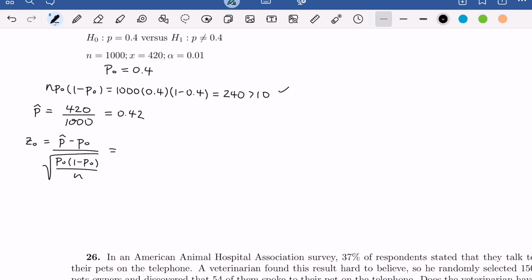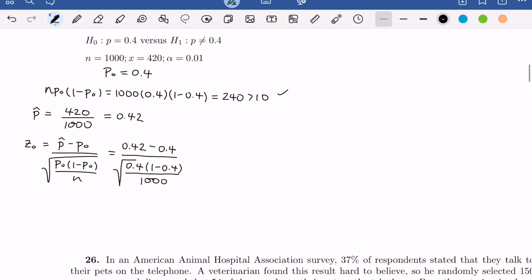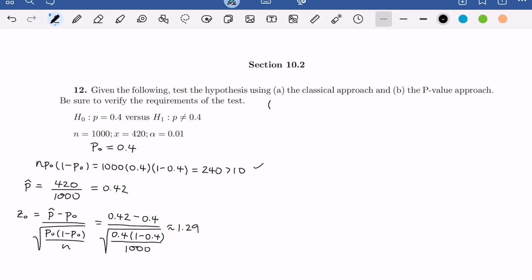Okay, so this is our test statistic, and so we're just going to plug in our known values. We found our sample proportion to be 0.42, and we know our p naught is 0.4. So that's all we're going to have in the numerator. And then in the denominator, we're going to plug in this 0.4, 1 minus 0.4, divide this by our n value, and then take the square root of this whole thing. All right, doing so, we're going to get this. This is approximately 1.29.